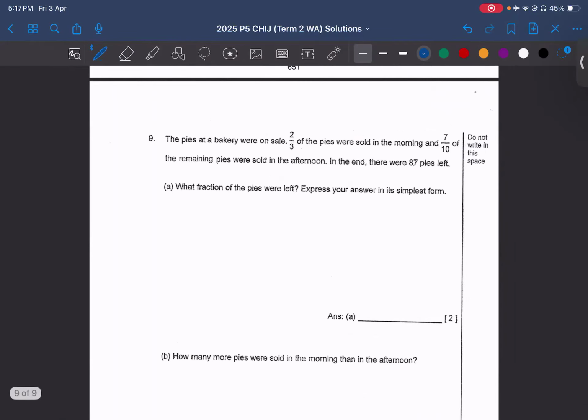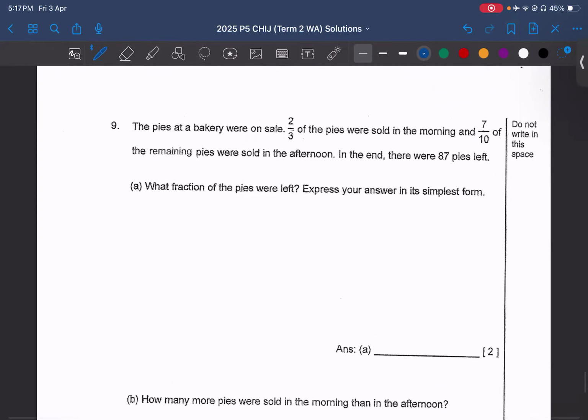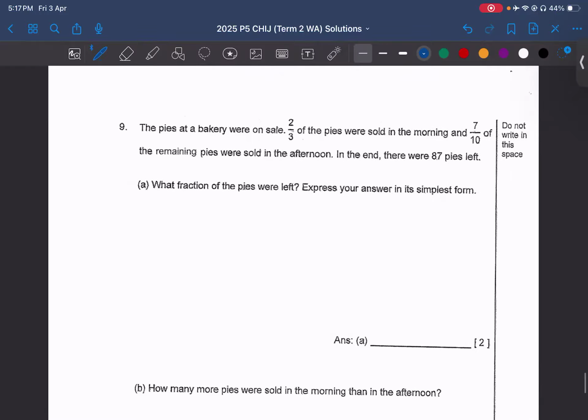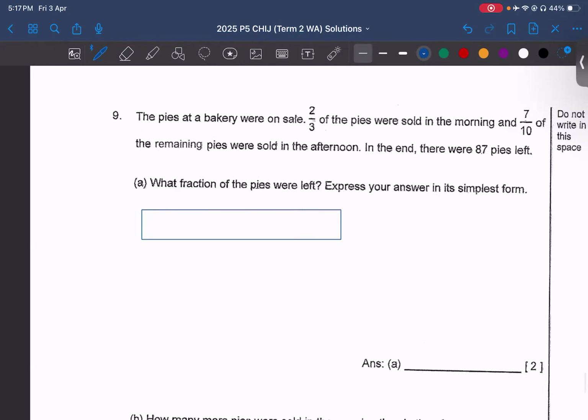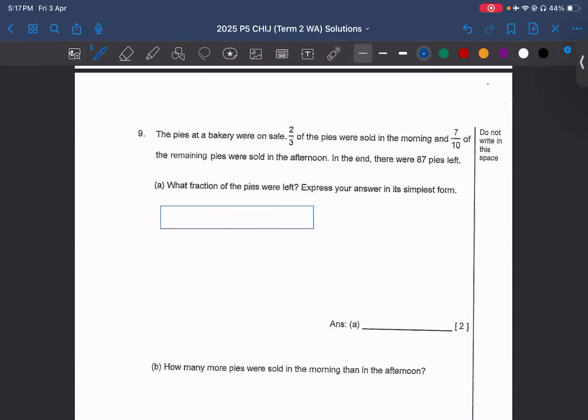Okay. So we know the fraction of pies that were sold in the morning. And we know that 7/10 of the remaining pies were sold in the afternoon, and how many were left after that. So when you see a fraction of the remaining pies, you probably have to use your remainder concept. So in this case, we can draw a remainder model. We use a part whole model here to represent the total number of pies.